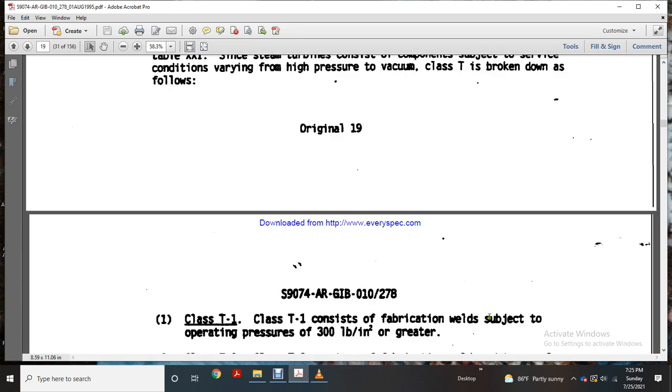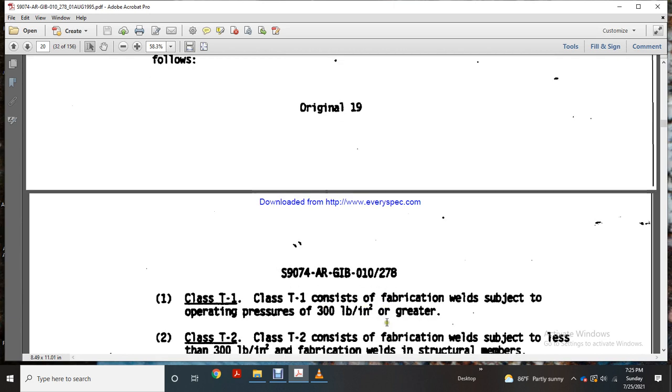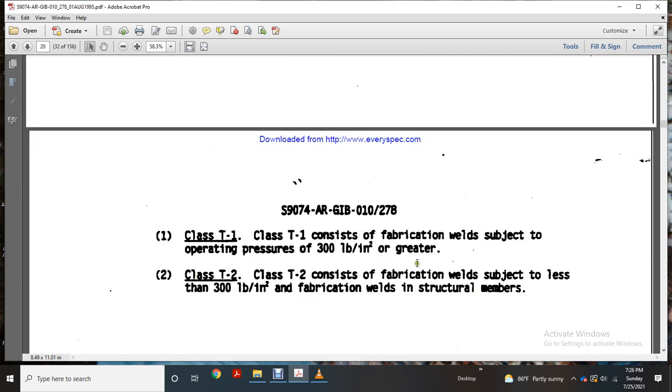Class T1 consists of the fabrication welds subject to an operating pressure of 300 pounds per square inch or greater. Class T2 consists of the fabrication welds subject to less than 300 pounds per square inch. Fabrication welds of structural members.